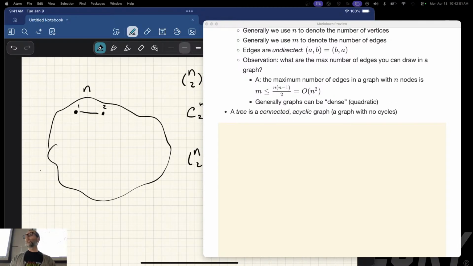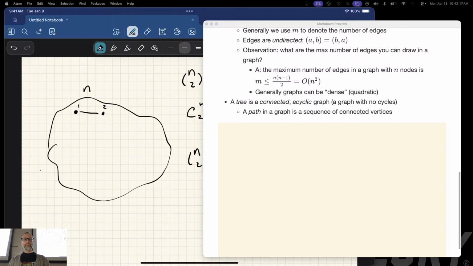And we're only going to consider trees. A tree is a connected acyclic graph, a graph with no cycles. First of all, we need some terminology here. What is a path? A path in a graph is a sequence of connected vertices.